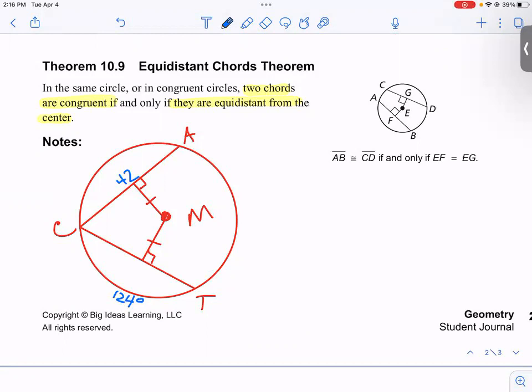Okay, so I know that CT is also 42. Those chords are going to be congruent. I also know that the measure of arc CA is also going to be 124 degrees.